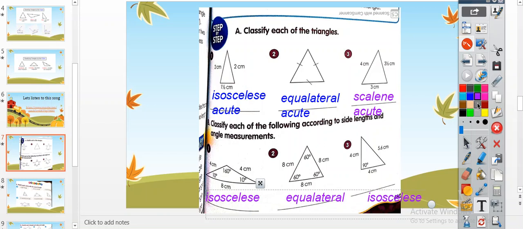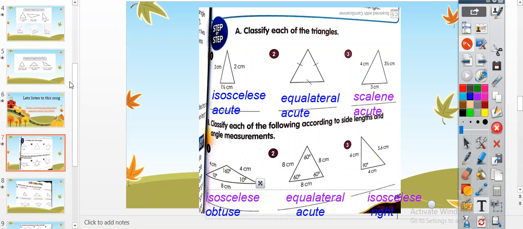Well, to classify them by angles, here this angle is 160, obtuse, acute, acute. One of them is obtuse, so it is called an obtuse triangle. And this one here, acute, acute, acute. All of them are acute, so it is an acute triangle. And this one here is acute, acute. This one is right, so we call it a right triangle.